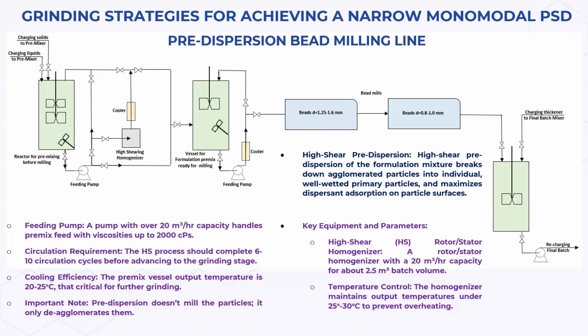Circulation through the homogenizer before further grinding. It requires 6 to 10 cycles for complete dispersion. The homogenizer handles 25 cubic meters per hour for efficient agglomerate breakdown. The feeding pump supports viscosities up to 2000 centipoise. This homogenization process deagglomerates particle clusters without milling the primary particles. Selecting the right dispersant package is critical for optimal results.